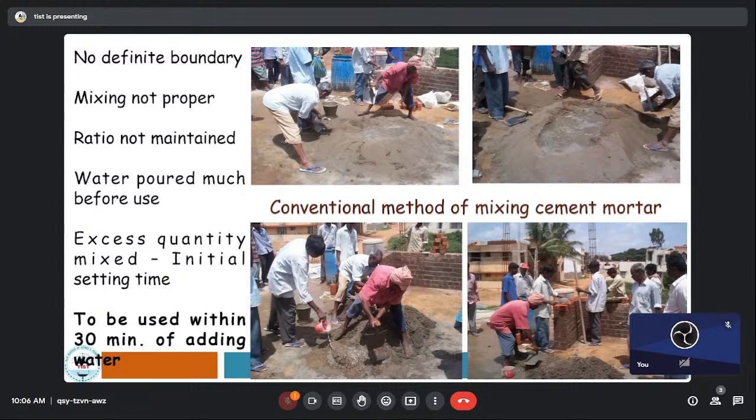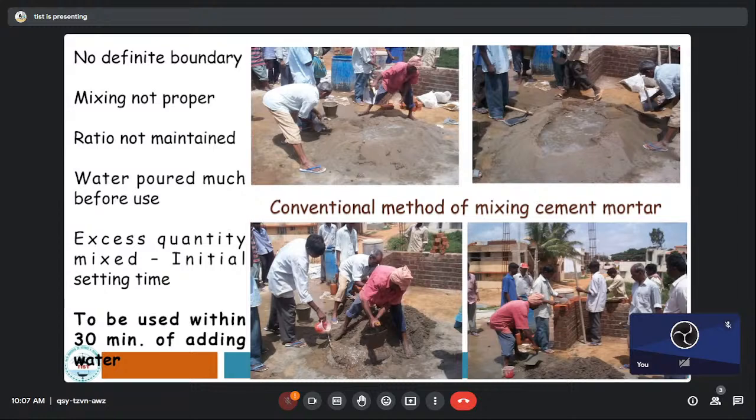Now you can see the thickness would be more anyway because they are not properly using it. One more thing you can observe: they are mixing it and they have poured water for the full load.